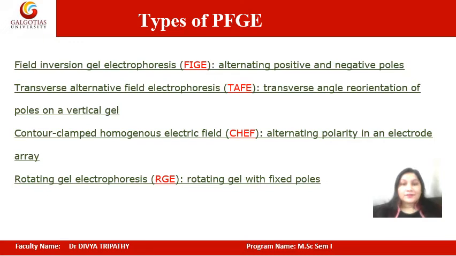The third one is CHEF. This is not that hotel wala chef. It is contour-clamped homogeneous electric field. In this type of electrophoresis, alternating polarity in an electrode array is used. And the last one is rotating gel electrophoresis, in which a rotating gel with fixed poles is used. We will discuss these types of electrophoresis in detail in a separate lecture, because this lecture is actually based on the basics of gel electrophoresis and their different types.